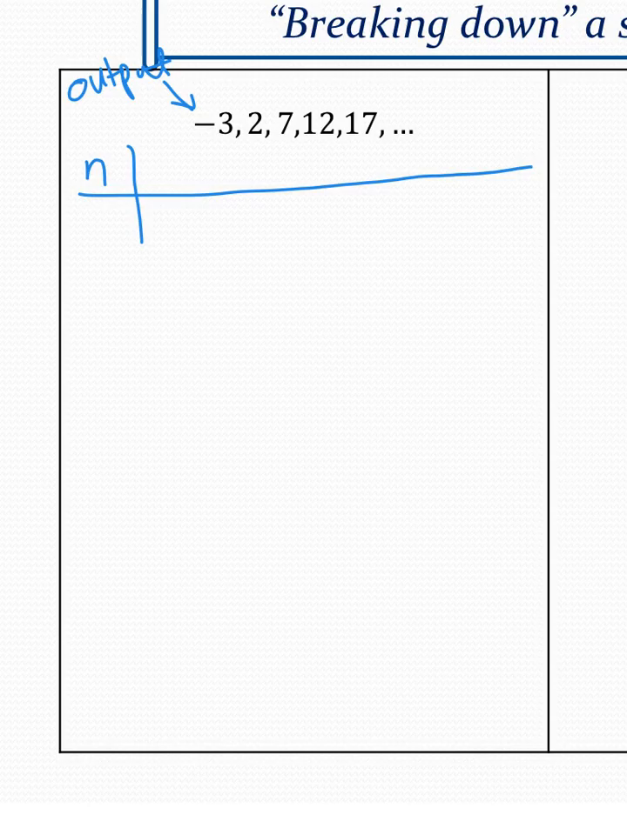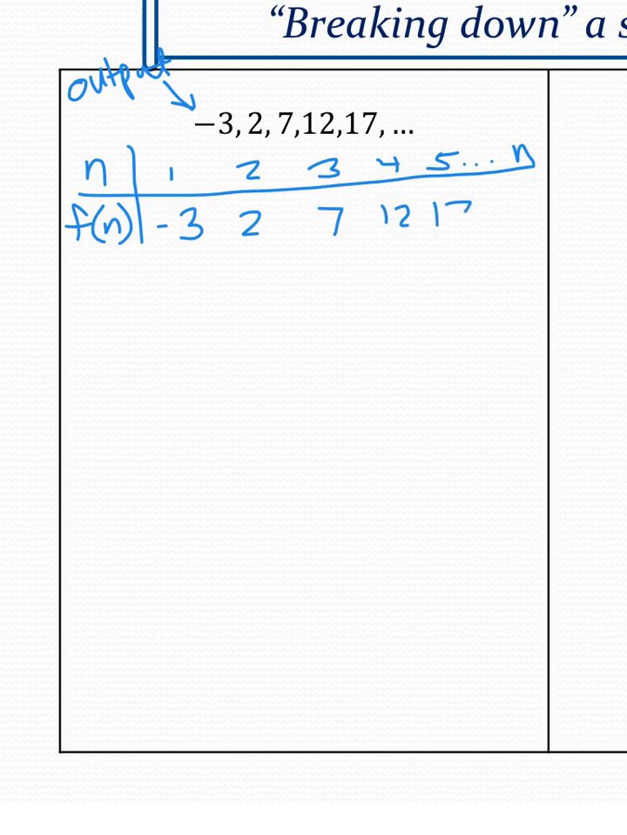And these are natural counting numbers: n is 1, 2, 3, 4, 5, up to n. And our output, f of n, is a function, so the output depends on the position in the list. The very first one is -3, then 2, 7, 12, 17.